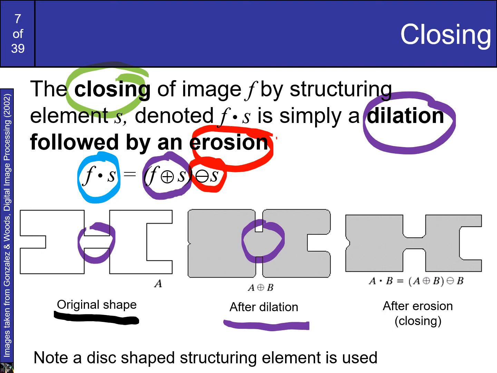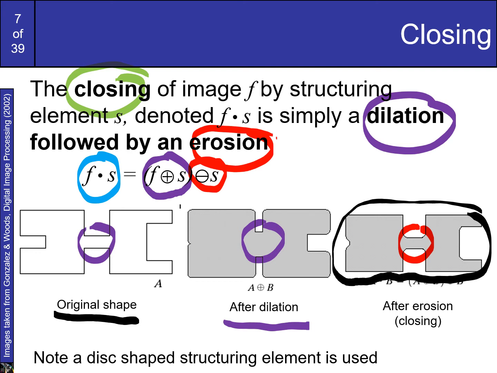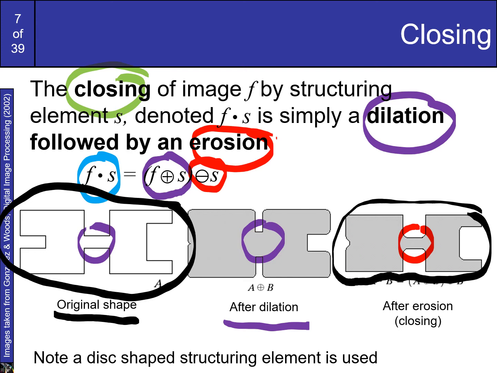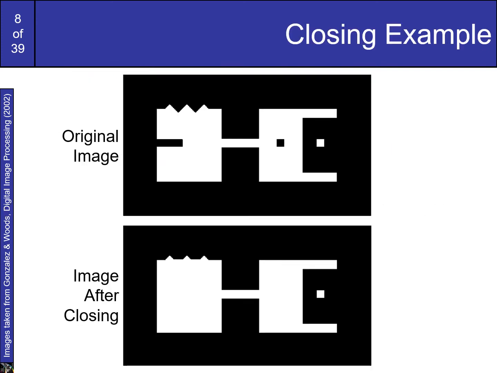Okay. And then this is followed by erosion. And for erosion, the thin line, which is then thicker, becomes thinner again. You can see that the overall shape of the final output is not much different compared to the original image. Okay, so this is closing. And here we use the shape structure element for the operation. Okay, this is a closing example.